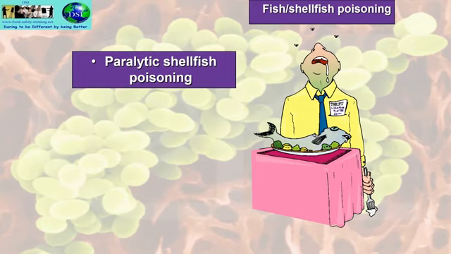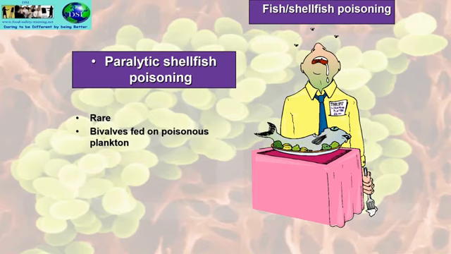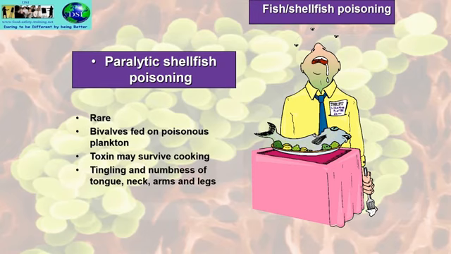Fish or shellfish poisoning. There's another one called paralytic shellfish poisoning. Very rare. It's where bivalves, things like mussels, clams, scallops, etc., feed on poisonous plankton. Toxin may survive cooking. There's a tingling and numbness of tongue, neck, arms and legs. The onset is 30 minutes to 12 hours. Now, we don't normally get poisonous plankton in our water unless it's what's called in the sea a red flush, or whether the weather's been extremely warm during the summer, where you get a flush of plankton that is poisonous.